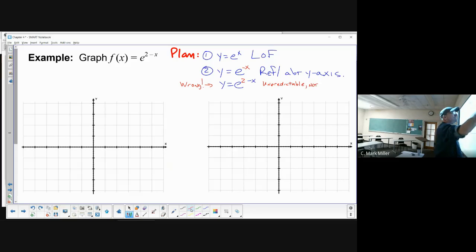Not a transformation. I'm going to call transform, okay? All right, so don't do that. Don't do that. That's wrong. All right? What do you do? What are the allowable things I can do for x?